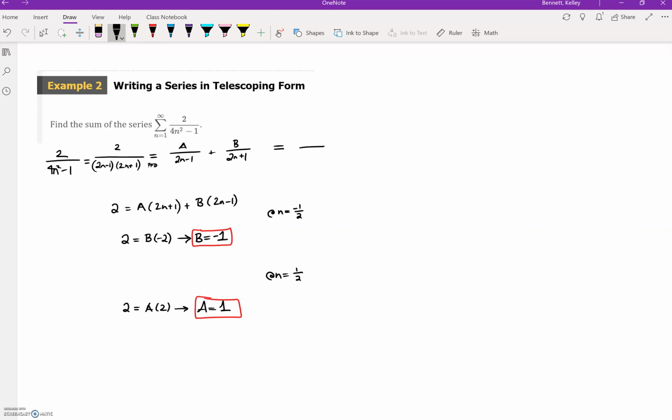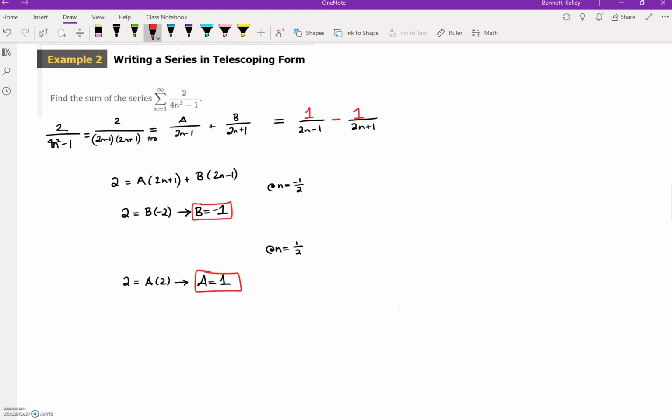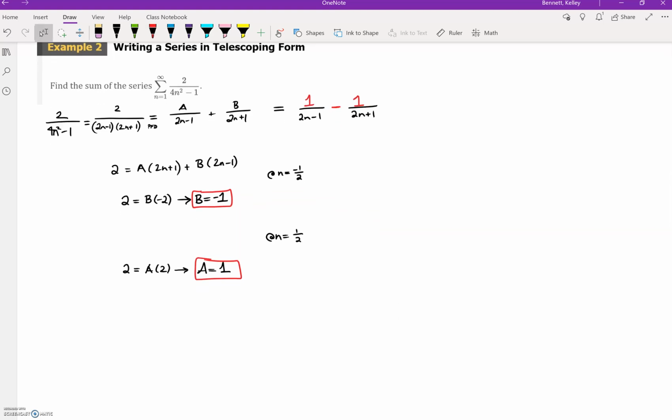So we had 2 over (2n minus 1)(2n plus 1). I'm going to write the negative as just a minus instead of putting it in the denominator. So that's B, and then A was 1 using partial fraction decomposition. And so now what's nice about this is we can actually look at the partial sums and you'll have a nice pattern.